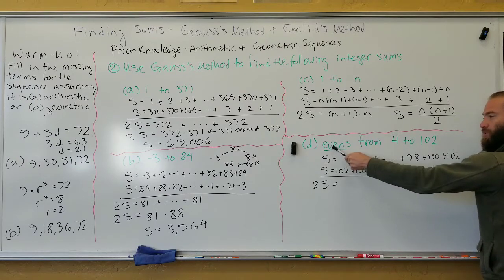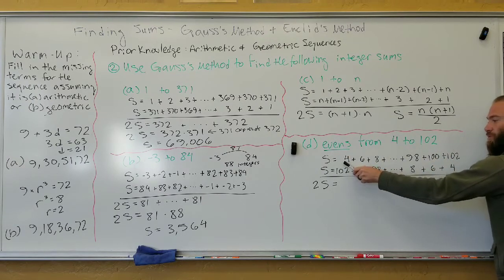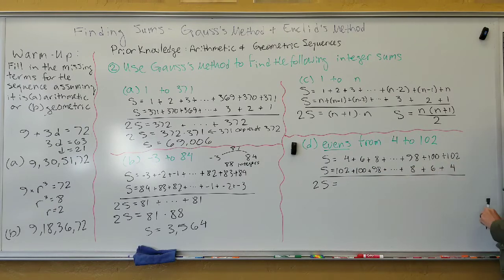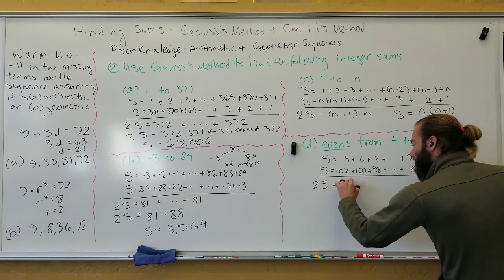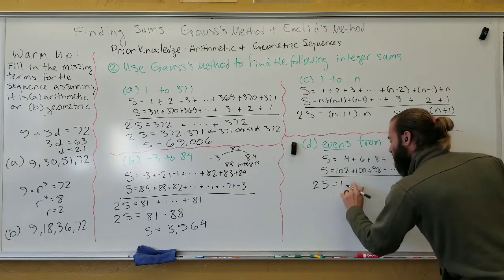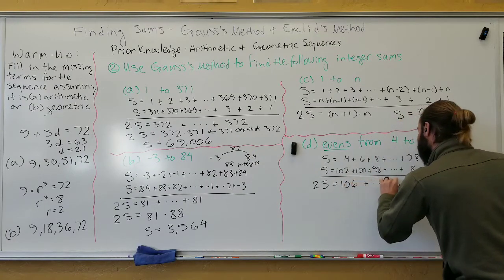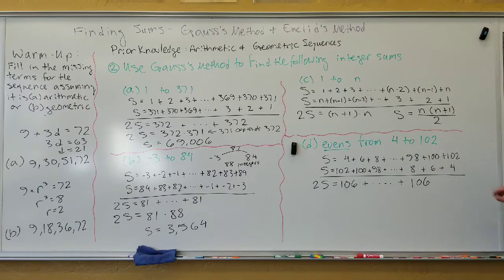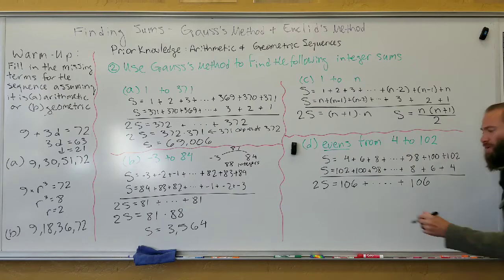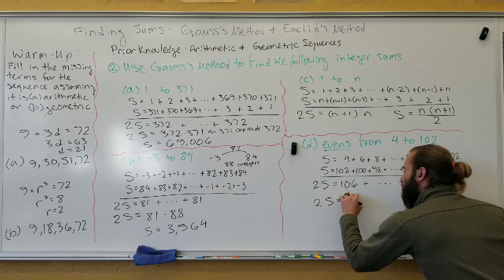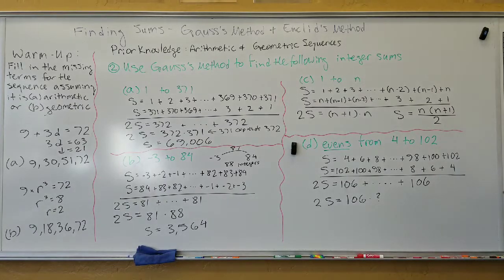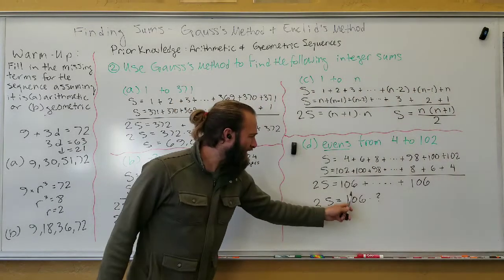You can probably tell. So if we're doing the evens from 4 to 102, it's not just 4, 5, 6. It's just 4, 6, 8, and then 98, 100, 102, right? And you can probably tell here that they still have the same constant sum, all these pairs, right? Okay, so 106, 106, 106, 106, 106, all the way across. So again, we get the same thing where we're saying, okay, well, 2s equals 106 times something, right? And again, my question is, how many 106s are there?